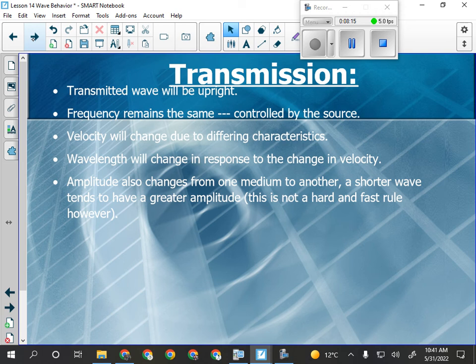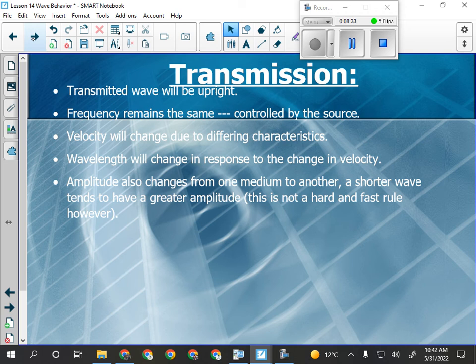Amplitude also changes, but again, it's not a hard and fast rule about what it does. Does it always get bigger? Does it always get smaller? There's not really a hard and fast rule on that. It kind of depends on the situation. If a lot of energy gets lost at the reflection, then the amplitude is going to be smaller.